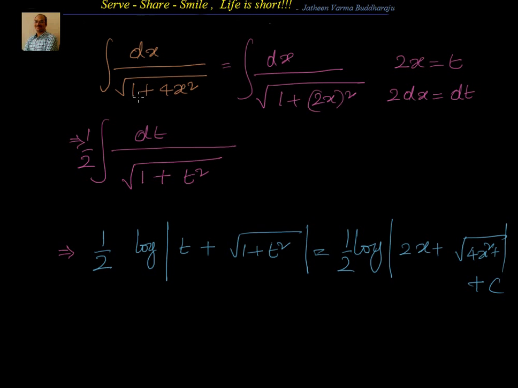The same problem can also be solved by taking 4 and writing it as 4 into x square plus 1 by 4. Then this root 4 will come out and become 1 by 2. Then you can do root of x square plus 1 by 2 whole square. That is also correct, and you will get the same answer in that situation also. Let's see one more problem.